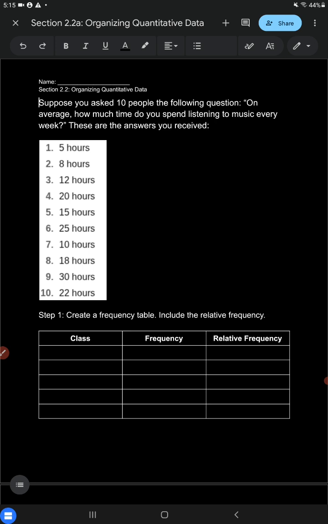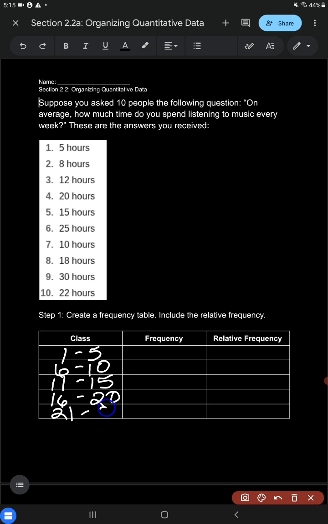Okay, well, one way that we can represent quantitative data is, once again, we can use a frequency table. So we get to decide when we're dealing with quantitative data what our categories are going to be. So it looks like my smallest answer is 5 and my biggest answer is 30. So let's say that I split up my charts like this. Class 1 is going to be from 1 to 5. Class 2 will be from 6 to 10. And then 11 to 15. 16 to 20. 21 to 25. And then 26 to 30.